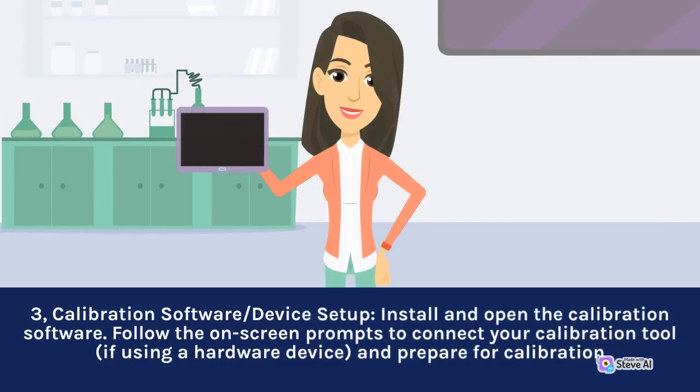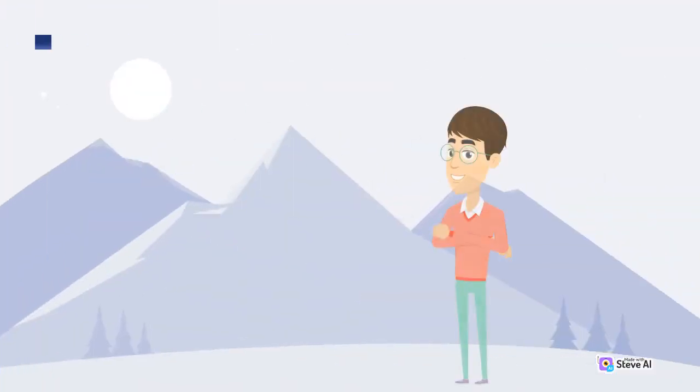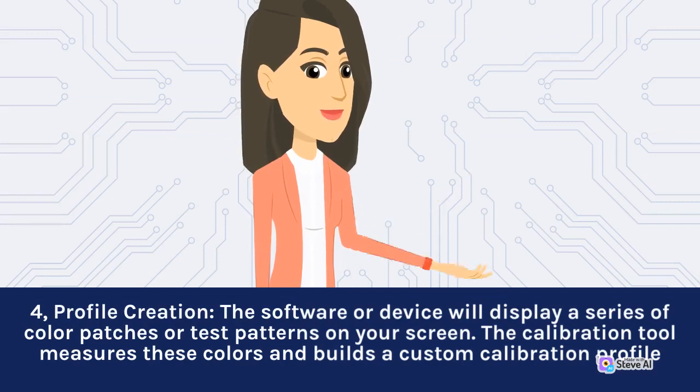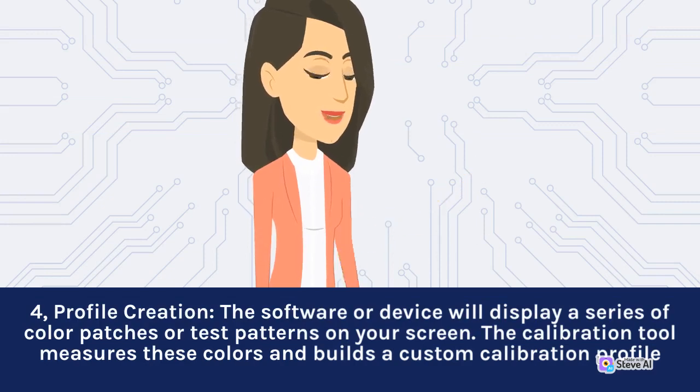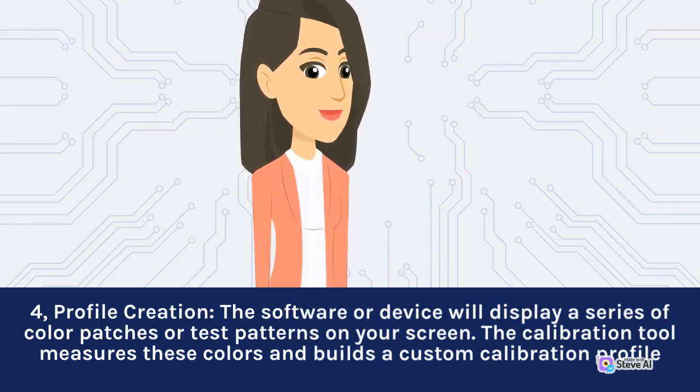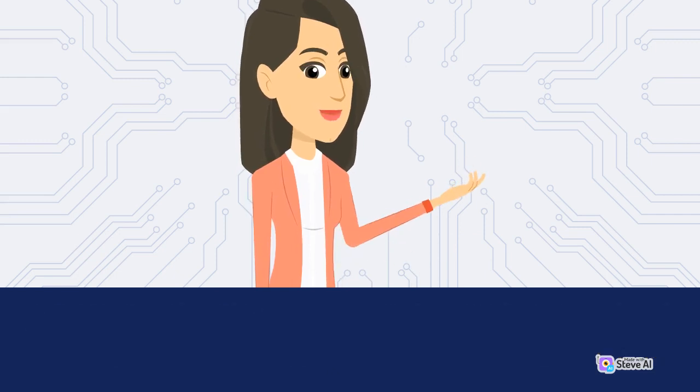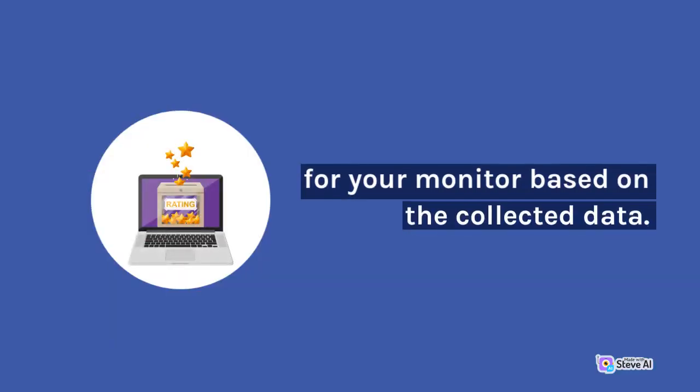3. Calibration software/device setup. Install and open the calibration software. Follow the on-screen prompts to connect your calibration tool, if using a hardware device, and prepare for calibration. 4. Profile creation. The software or device will display a series of color patches or test patterns on your screen. The calibration tool measures these colors and builds a custom calibration profile for your monitor based on the collected data.